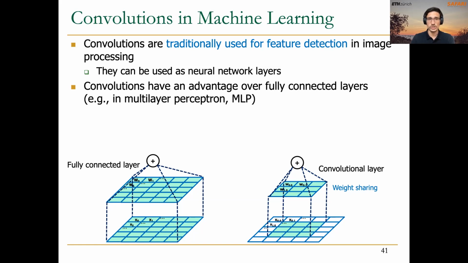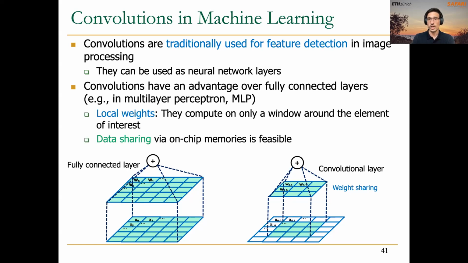And the reason is that, as you can see in the figure, a fully connected layer requires, in order to compute each element of the output, access to all elements of the input and applying the corresponding weights of the mask, and then performing multiply accumulate operations. However, in the convolutional layer, we are only using local weights. We are only using the elements of the input that are surrounding the specific element that we are working on. So we can use local weights.